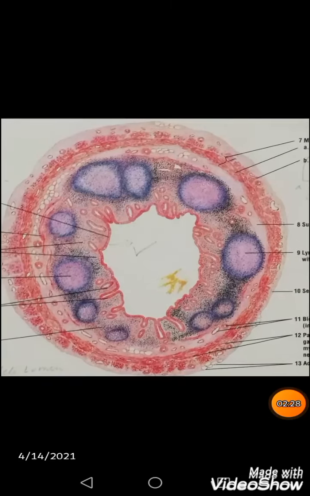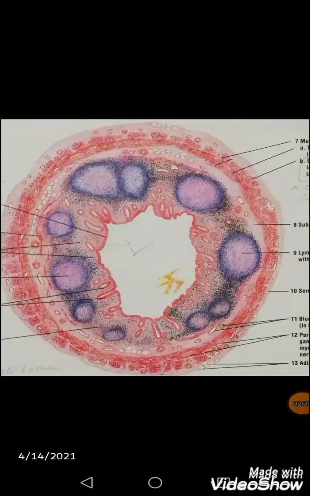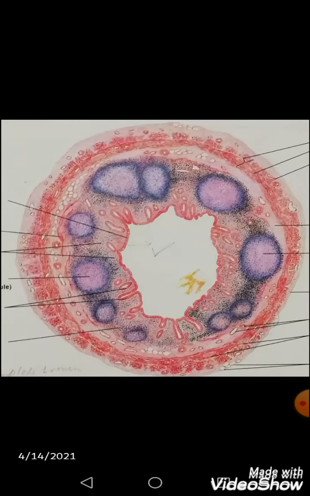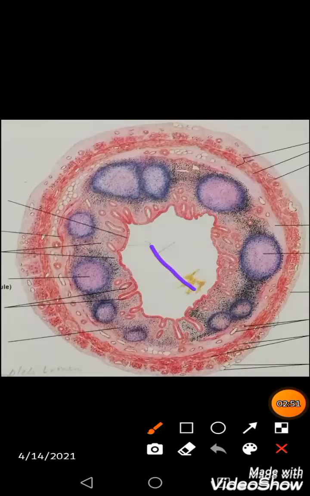So now we are looking into the transverse section of the appendix. It's taken, and you can see that this appendix in its cross-sectional view would be showing all the 4 coatings of your digestive tube we have discussed earlier. Let me revise. The innermost lining, or the innermost coating of the digestive tube, is the mucosa. That includes the epithelium, the lamina propria, and muscularis mucosae may or may not be present.